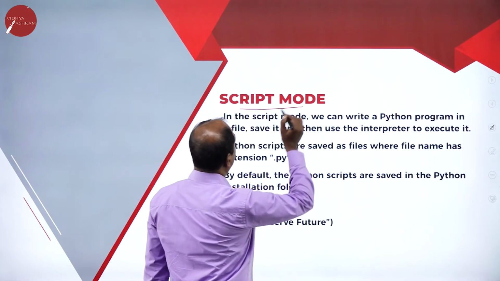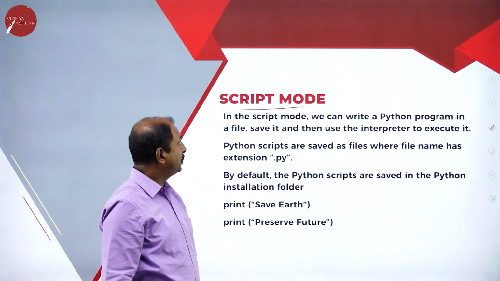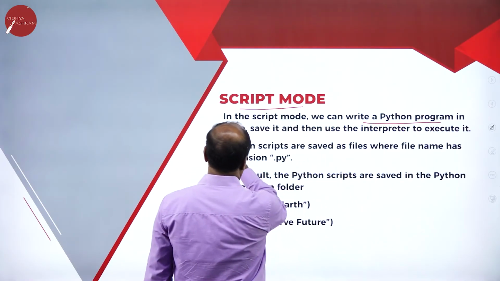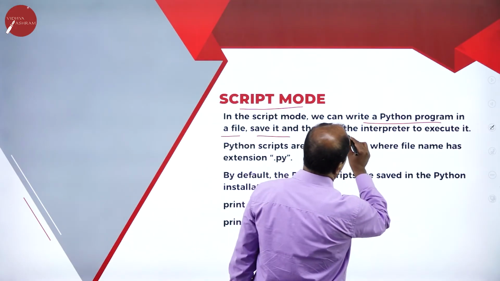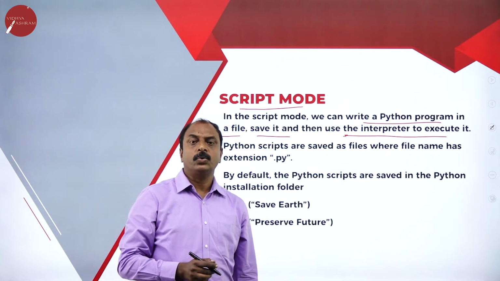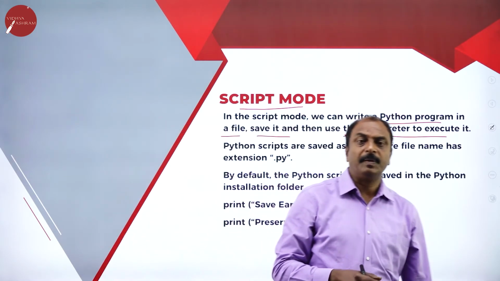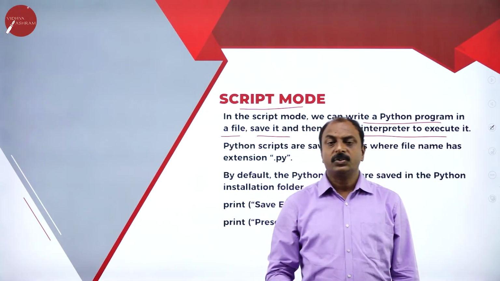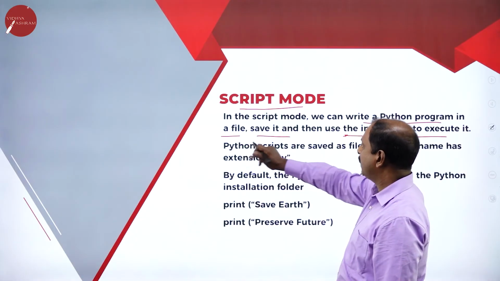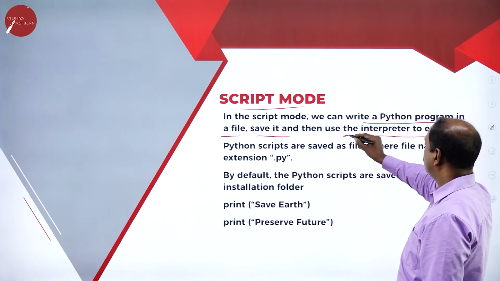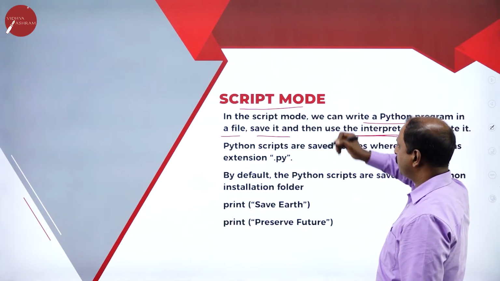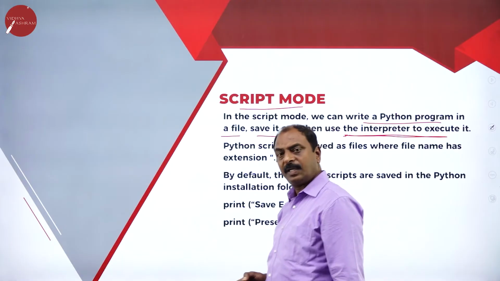Next mode, that is script mode. So what is script mode? Here in script mode, we can write Python programs in a file, save it, and then use the interpreter to execute it. Here is an option for us to write a program which may consist of n number of statements. All the statements we can save in a file, and after saving it, we can execute the statements through the interpreter. So this is another method of executing Python statements, that is script mode.